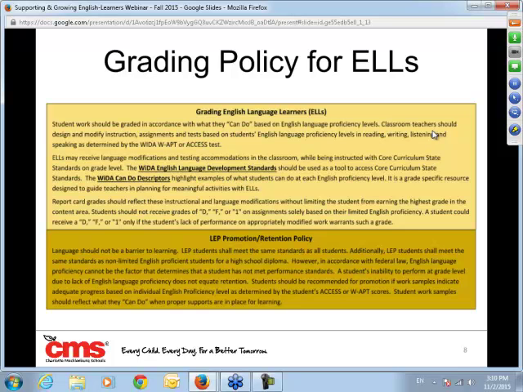And then at the bottom we have the LEP promotion and retention policy. So it just talks about how language should not be a barrier to learning. LEP students should still be held to the same high standards as we hold all students, and LEP students shall meet the same standards for a high school diploma.